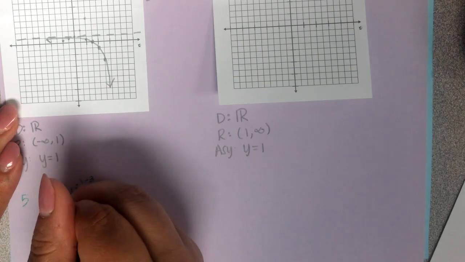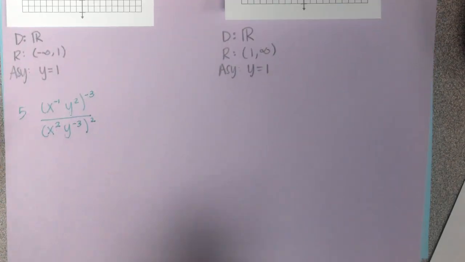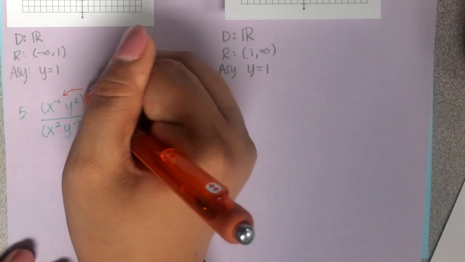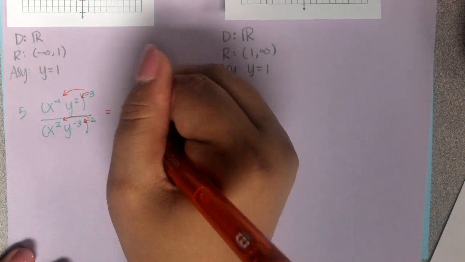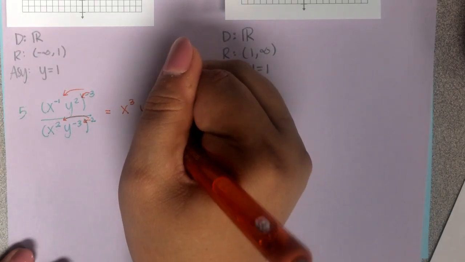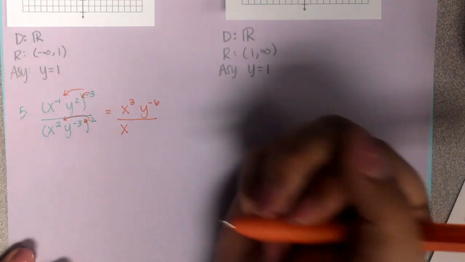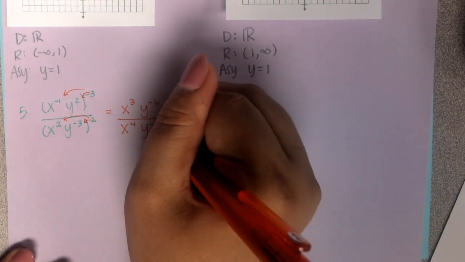Then we have x squared, y to the negative 3 squared. What do you think I am going to do first? Distribute it. So I am going to multiply those out. That's going to give me x to the positive 3, y to the negative 6 over x to the, is that a positive 2? Yeah. So x to the fourth, y to the negative 6.